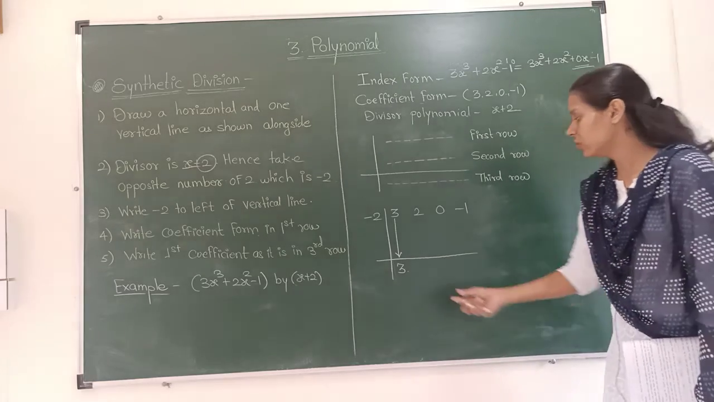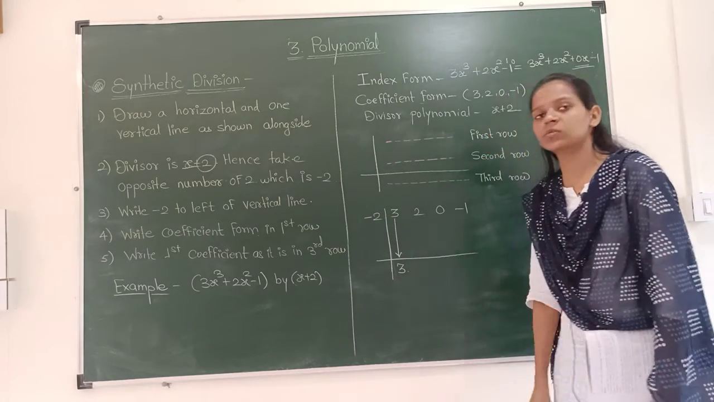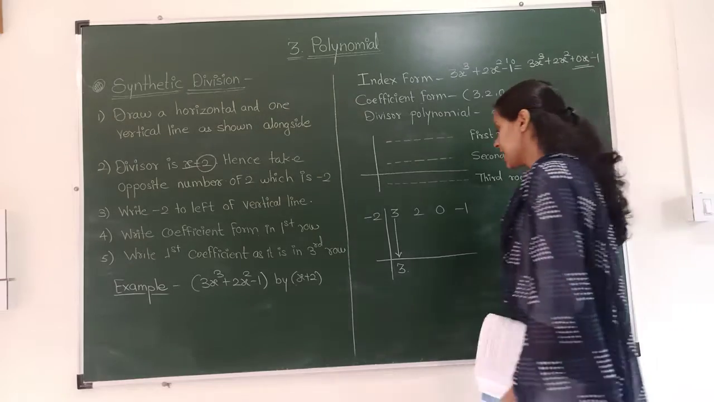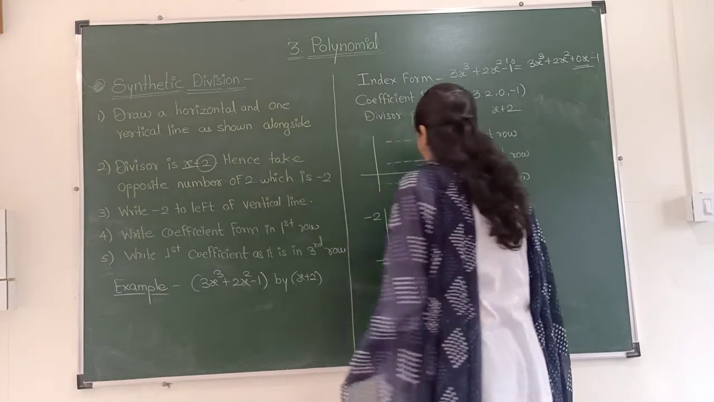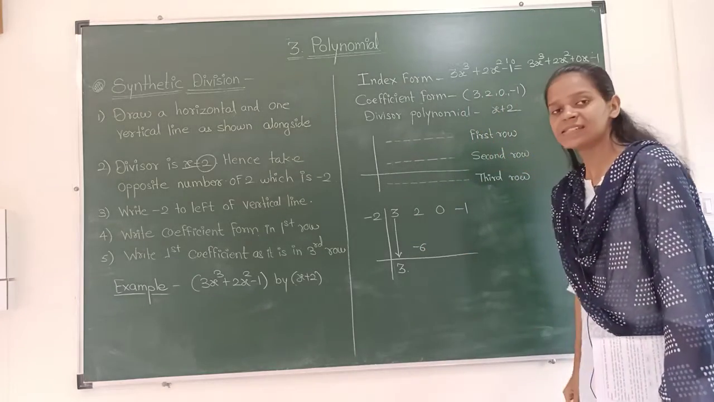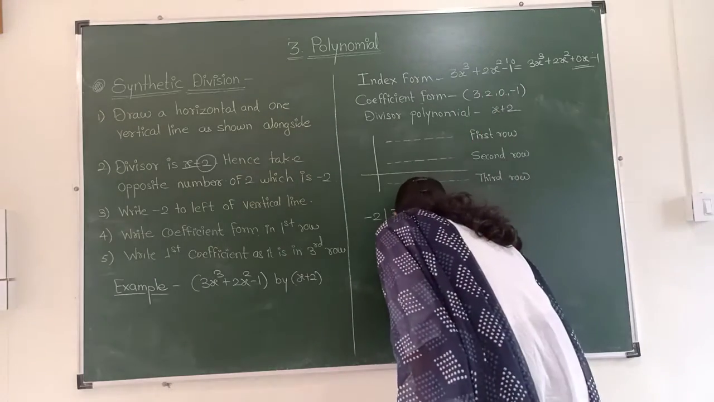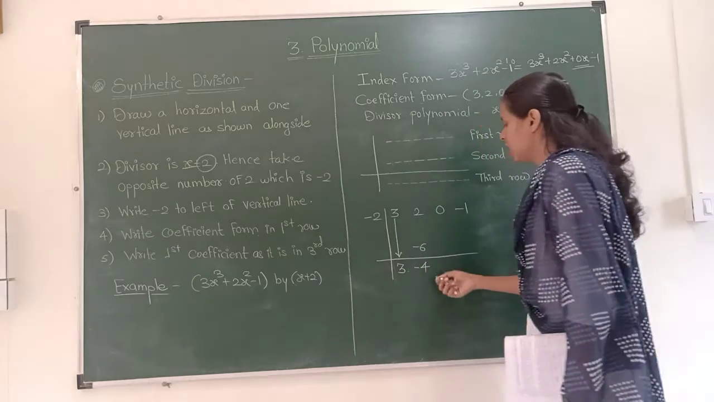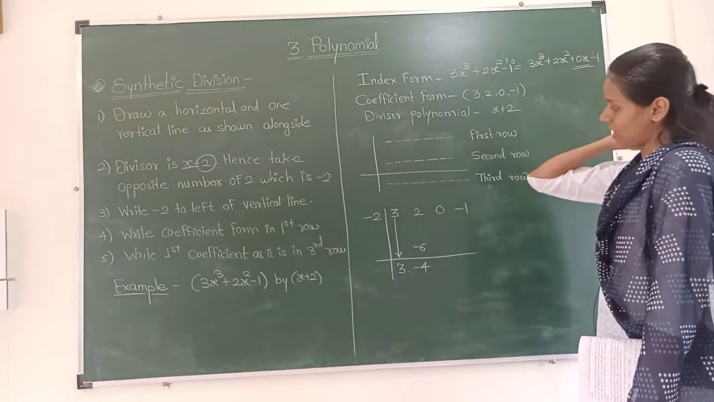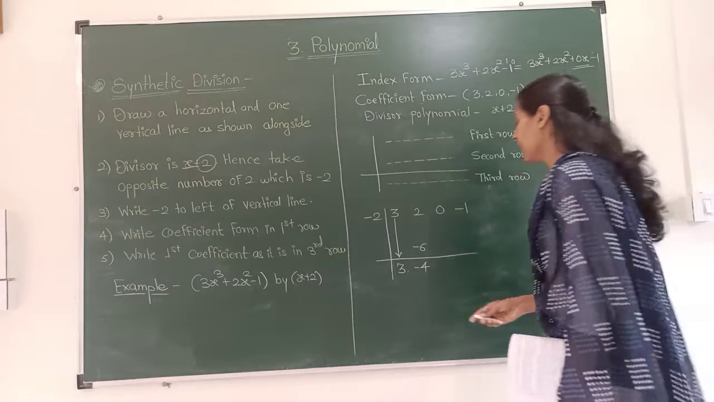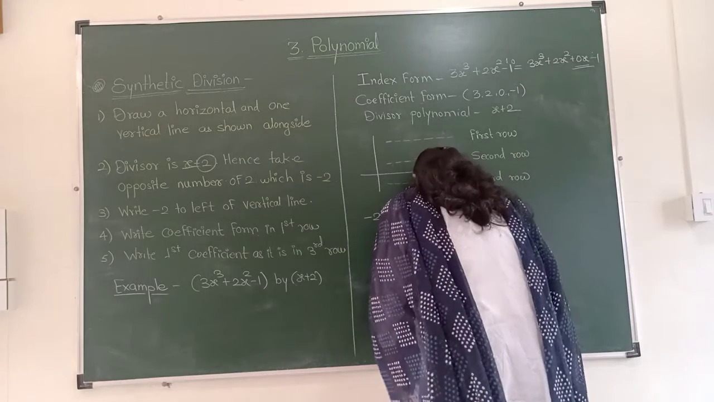Now what we will do, this 3 into this minus 2. 3 into minus 2 is minus 6. So we will write minus 6 over here. So 2 minus 6 is minus 4. So the answer is minus 4. Now we will multiply this minus 4 by this minus 2. Minus 4 into minus 2 is 8. So we will write 8 over here.